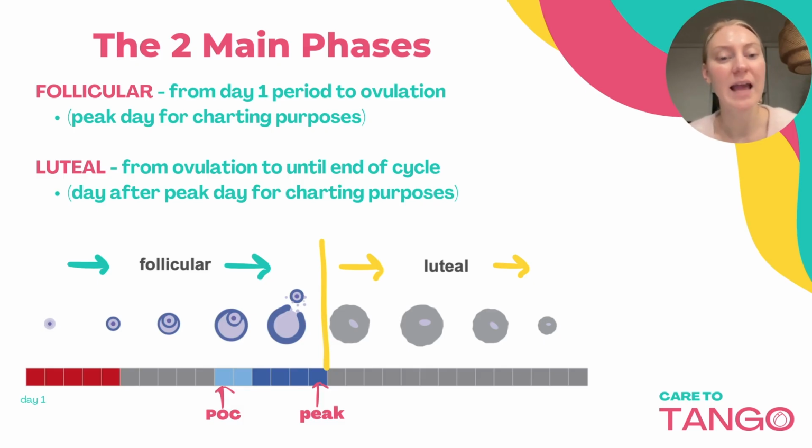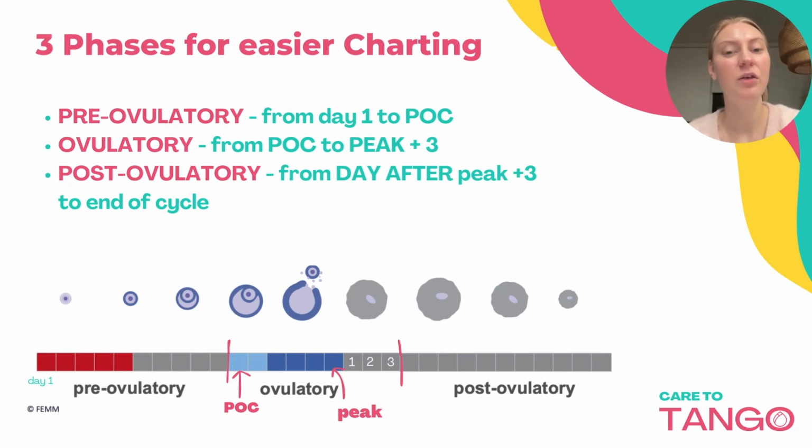So if you're looking to count how many days are in each, the follicular phase will be from day 1 up until peak day. And then the luteal phase would be the day after peak day until the next period. So for this cycle, the luteal phase would be 14 days in length. And in this chart, you can see the 3 charting phases are pre-ovulatory from day 1 until our POC, the ovulatory phase from our POC until peak plus 3, and then our post-ovulatory phase is the day after peak plus 3, so that 4th day there until the end of the cycle.